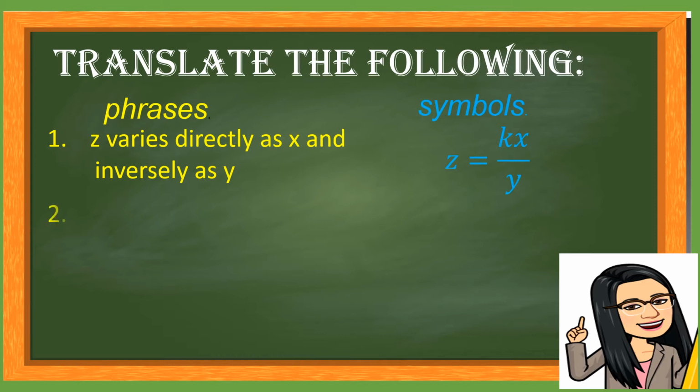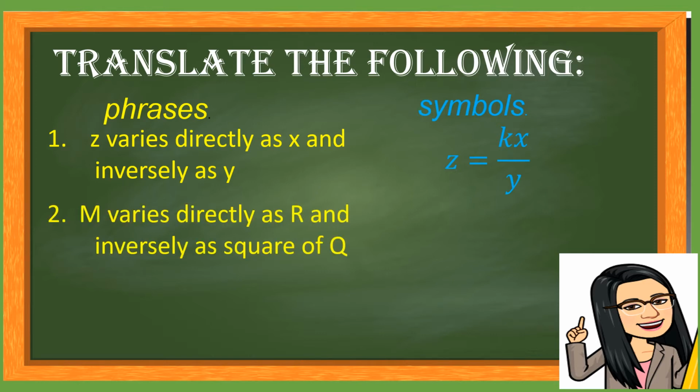How will you translate this? M varies directly as R and inversely as the square of Q. Check your answer if you have. M is equal to KR over Q squared. See to it that you are using capital letters as indicated in the given.